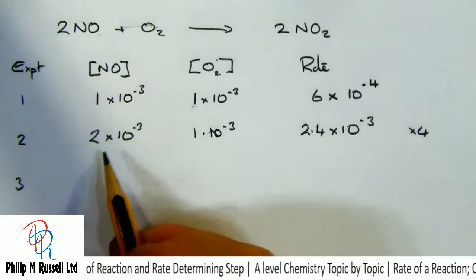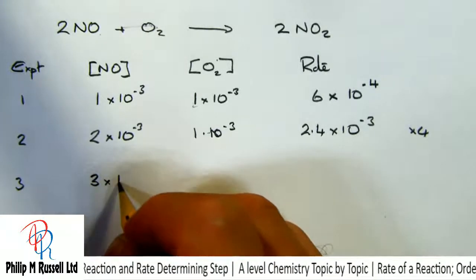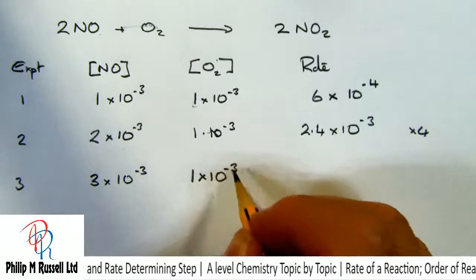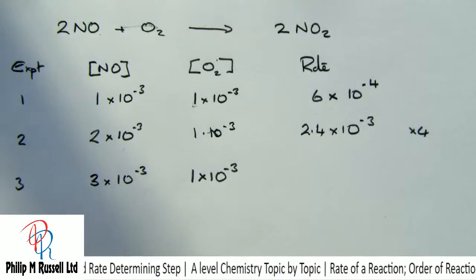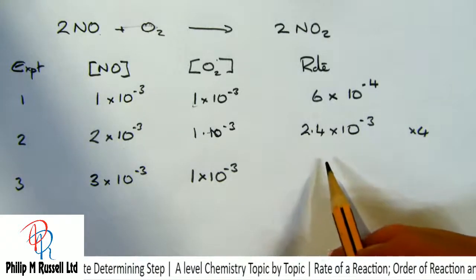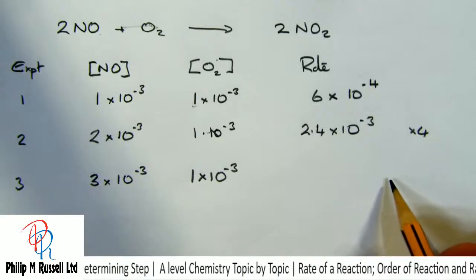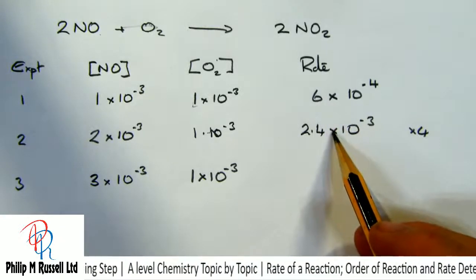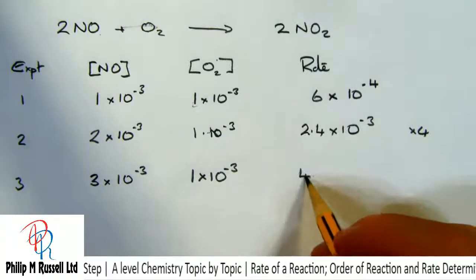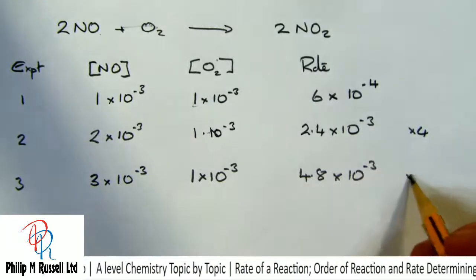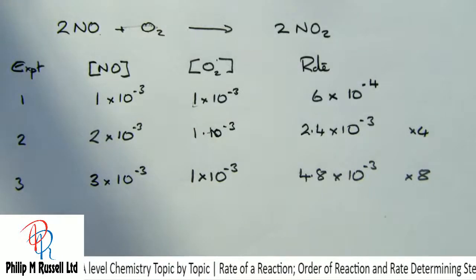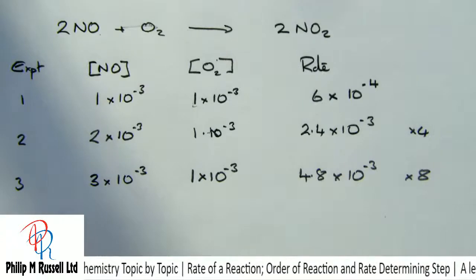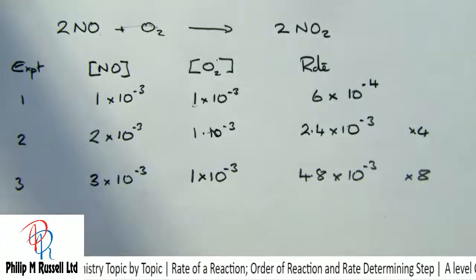And let's try this one again. We could perhaps triple this concentration, leaving this one again, and this time, if it's gone up here by 4 times, then this is going to go up by 8 times, so we'll have 4.8 times 10 to the minus 3. So I think that'll be right, and never helps when I'm making questions up.